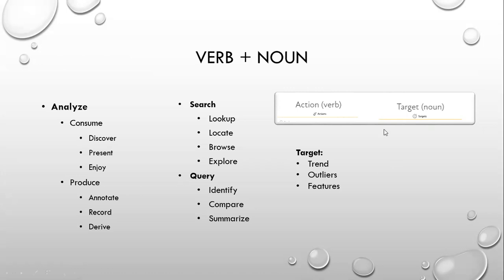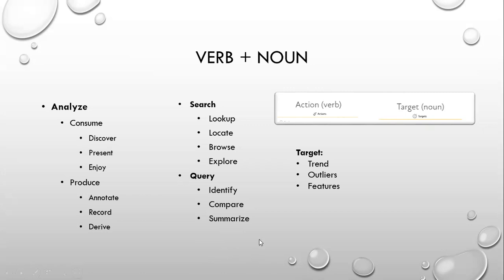It only includes the trend, which is a high-level characteristic of a pattern in the data; the outlier, which is some data that doesn't fit well with the backdrop; and the features, which means any particular structure of interest. With this action and target, we will have many combinations which will cover most of the task abstraction you will need.